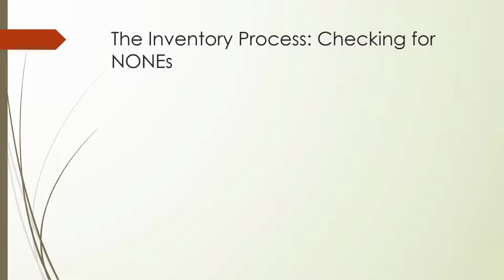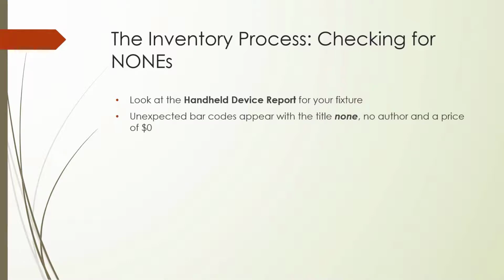The checker should look over the handheld device report. In addition to displaying a list of items scanned and their corresponding titles in Booklog, the report will indicate any barcodes that do not correspond to an existing item in Booklog. These barcodes are displayed as nones, items with no author and a price of $0.